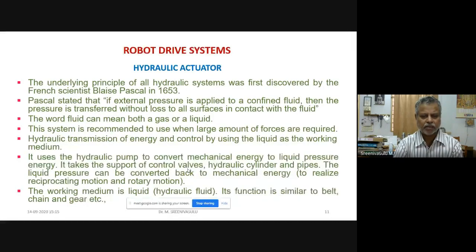The working medium is liquid, that is actually hydraulic fluid. Its function is similar to that of a belt, chain and gear. So this particular word is actually a bit hard to digest. This is being fluid, those are all being mechanical elements. We can see them, we can touch them, and we are able to see them physically. Whereas here the fluid we cannot see. We cannot see that the pressure has raised, but we can sense its pressure with the support of some pressure sensing devices.